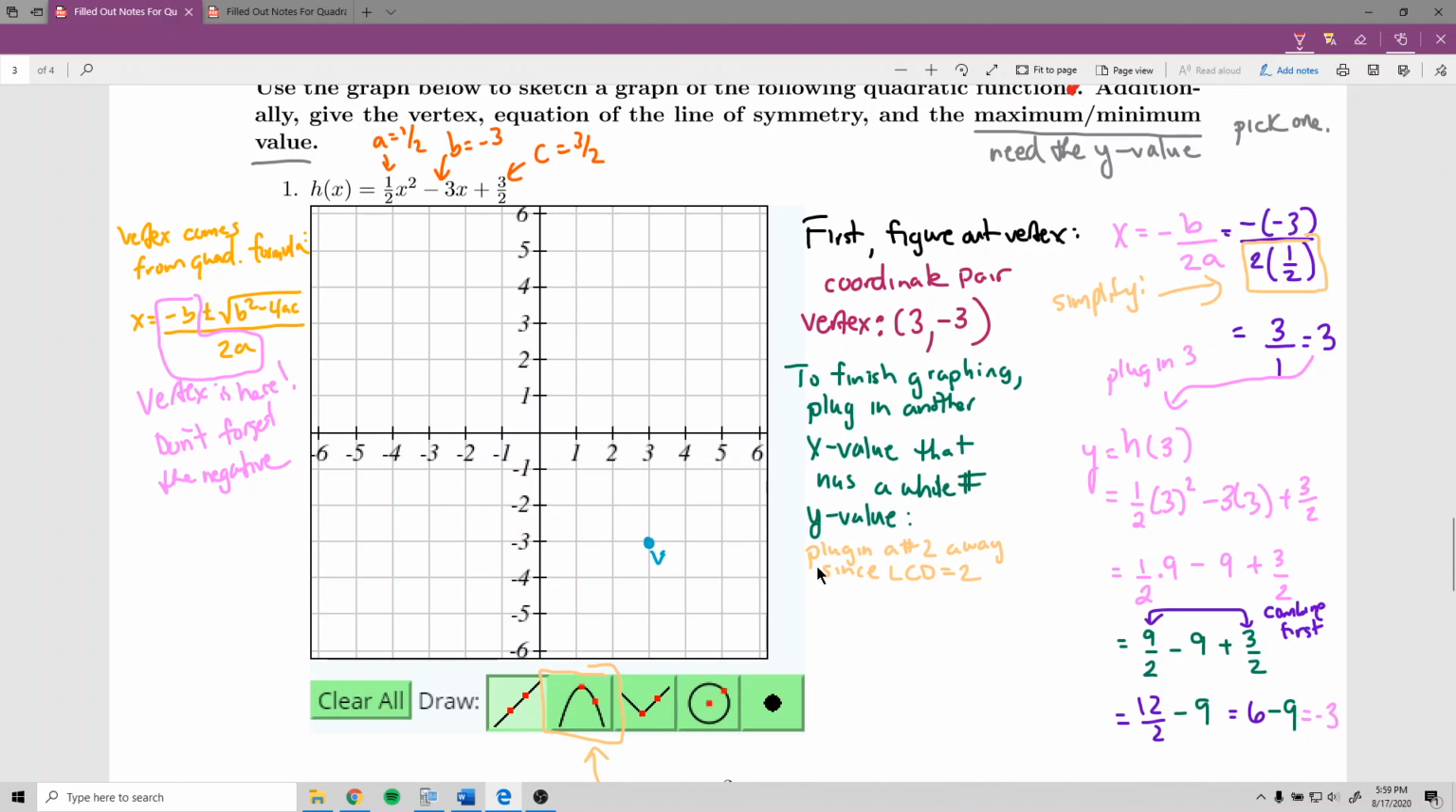Now, like I said, as another little comment here, not all of them have fractions. If there's no fractions, just plug in any number at all, but I would plug in 1 right next to it.